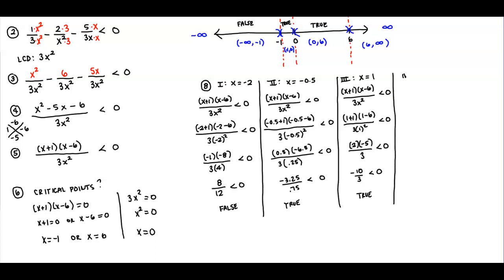Now let's take a look at region number 4. We're going to let x equal 7 since it comes after 6. Again, we have (x plus 1)(x minus 6) over 3x squared. So we have (7 plus 1)(7 minus 6) over 3 times 7 squared. So we have 8 times 1 over 3 times 49. Because this is a positive number, we know that a positive number cannot be less than 0. So therefore, it's going to be false for region number 4.